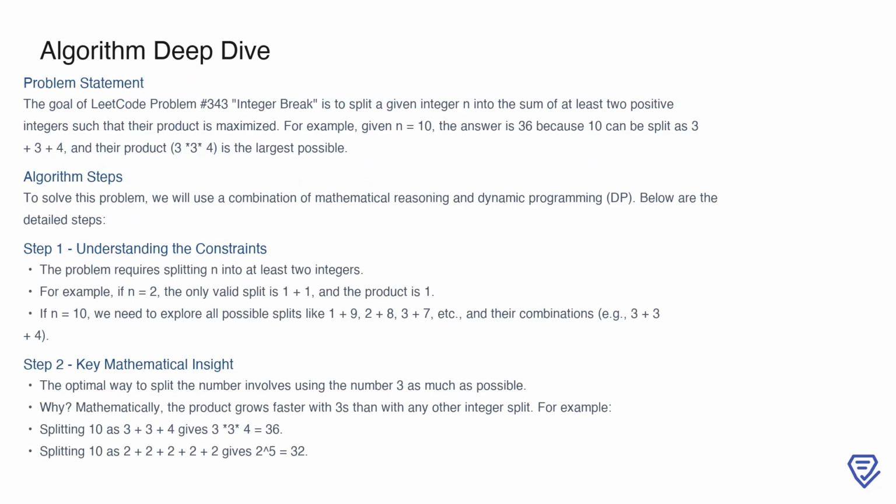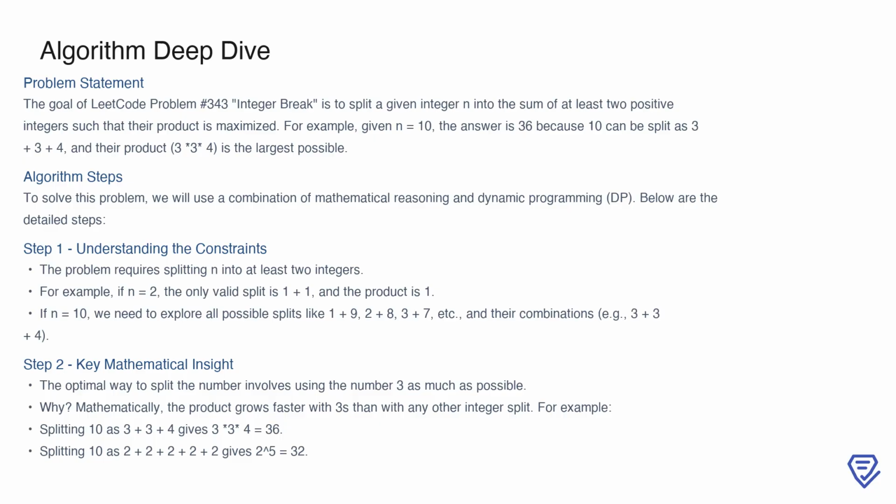The integer break problem asks us to split a given number, n, into the sum of at least two positive integers such that their product is maximized. For instance, if n equals 10, the best split is 3, 3, and 4, giving a product of 36. To solve this, we rely on mathematical insights combined with dynamic programming.